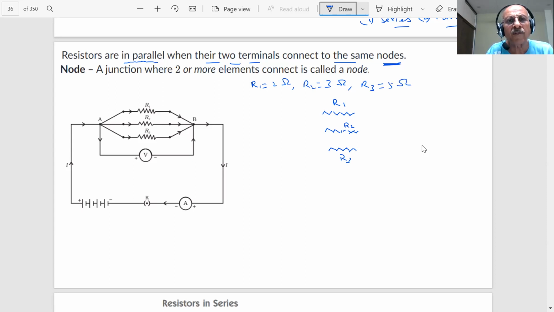Now when their terminals, this is the terminal of this terminal, student. This has a terminal, this has a terminal, these are the terminals we are connecting to one node, student, one node. These terminals connect to one node and these terminals I am connecting to another node, students. This is another node. These terminals are connected to the same node. Can you see the nodes A and B, students?